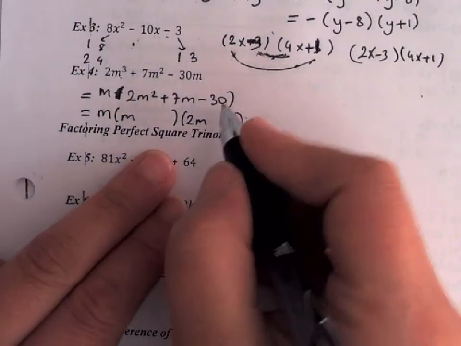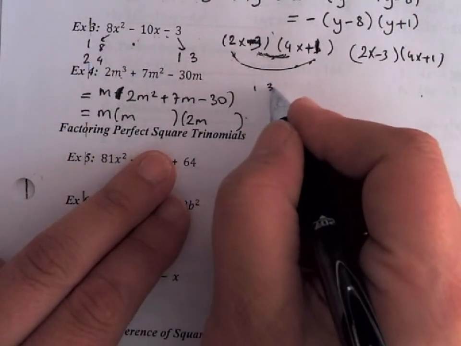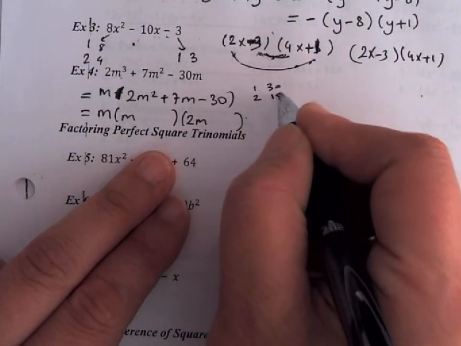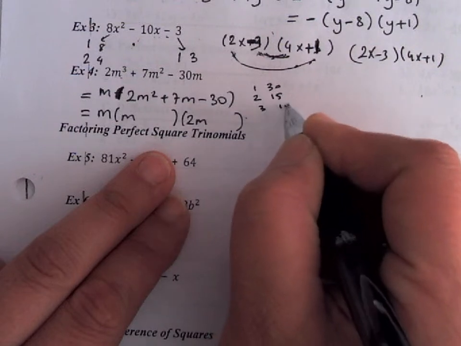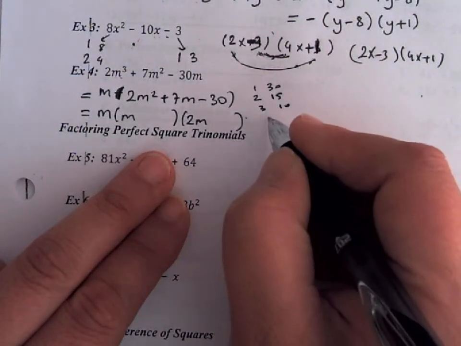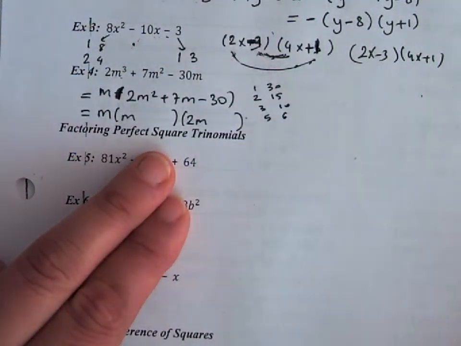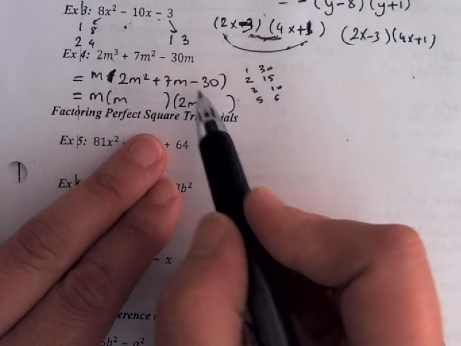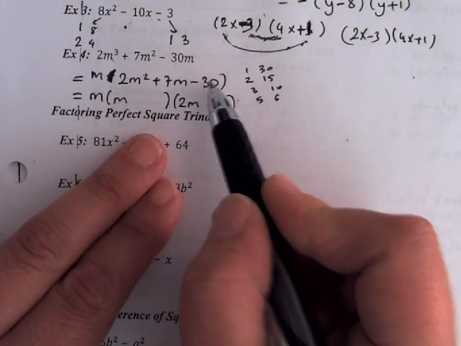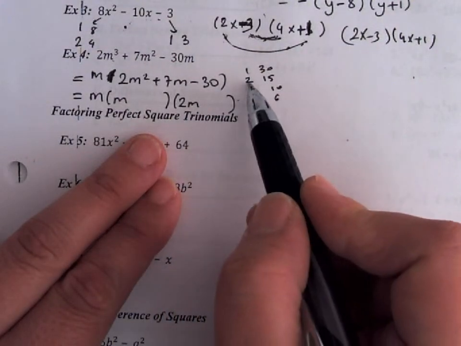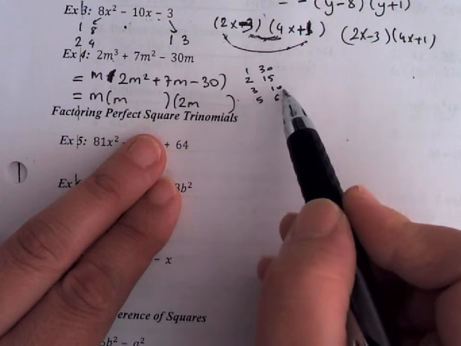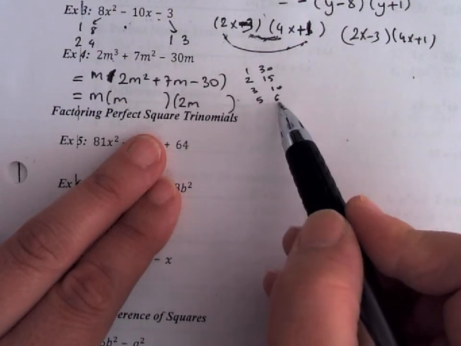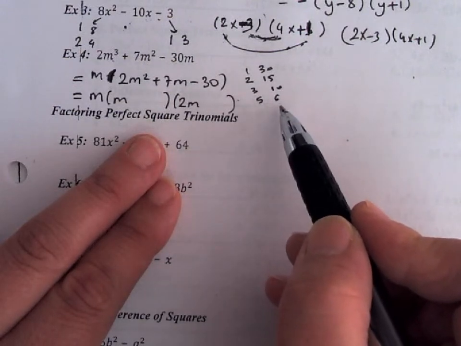What are the factors of 30? 1 and 30, 2 and 15, 3 and 10, 5 and 6. Those are the possibilities. Can you guys see it from there? So now I'm checking the factors of 30: 1 and 30, 2 and 15, 3 and 10, 5 and 6. That's all, those are the factors.